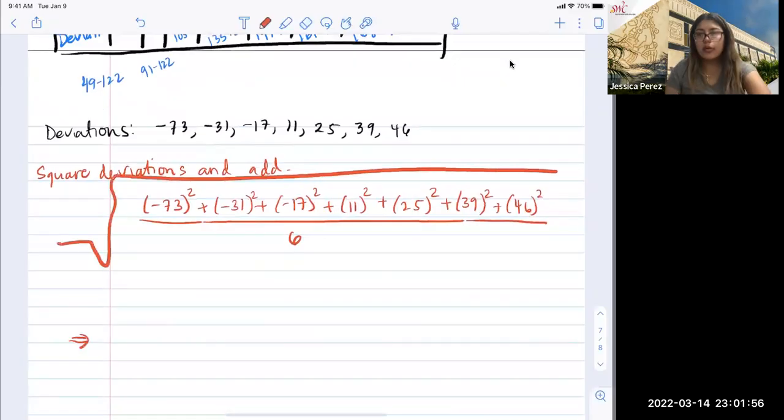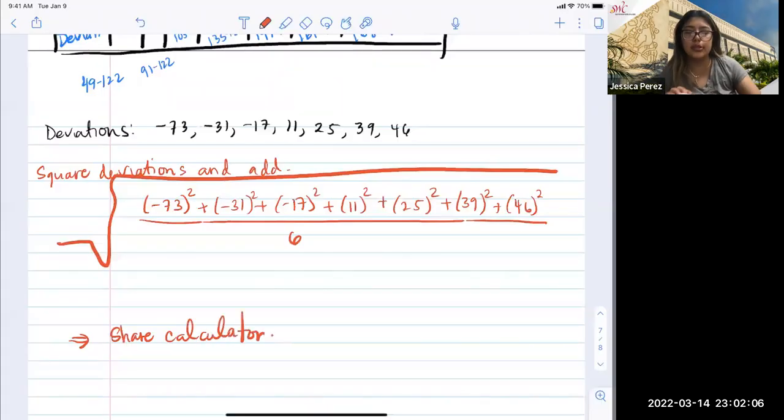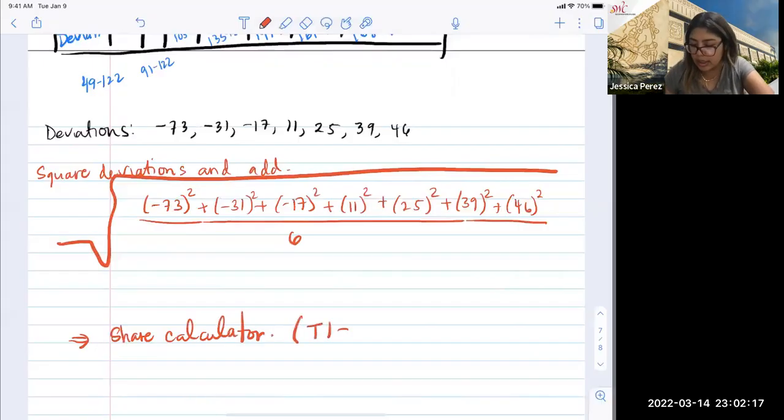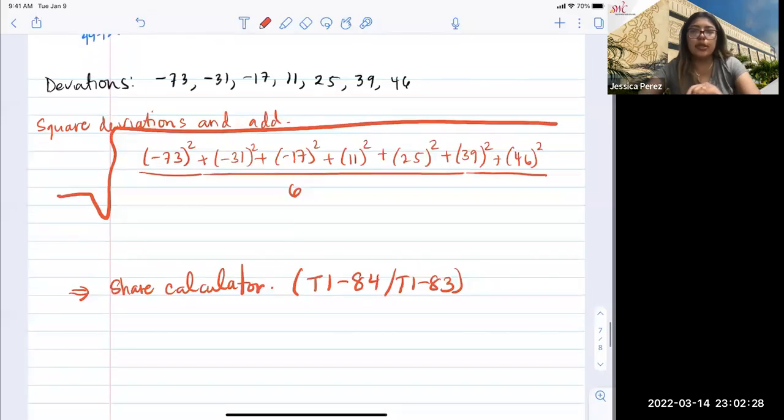So here, what I'm going to do is share my calculator. This is for purposes of time. You can use your graphing calculator here. It'd be nice if you have a TI 84 or TI 83. You can do it on a TI 30, but it's going to be longer. So I would just use one of these calculators. That's exactly what I'm going to do here.